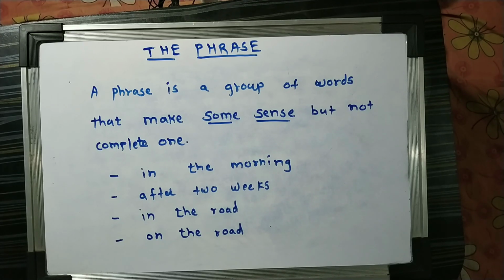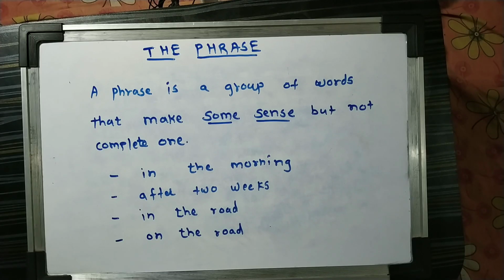I repeat the definition for you. A phrase is a group of words that make some sense but not a complete one. So after reading all these phrases, we are able to get some meaning, but the meaning is not clear, and therefore this group of words can be called a phrase.